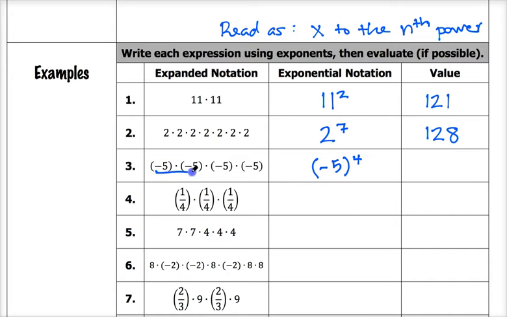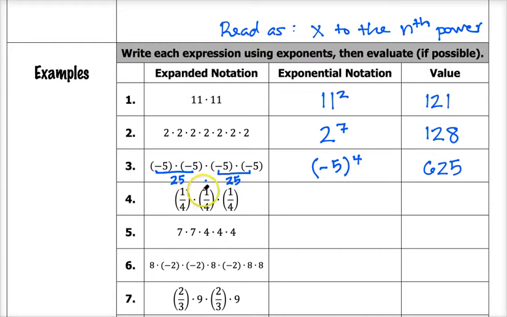Negative 5 times negative 5 would be a positive 25. This negative 5 times this negative 5 would be a positive 25. So you would end up taking a positive times a positive. So our answer is going to be positive. You actually get positive 625 when you do that.